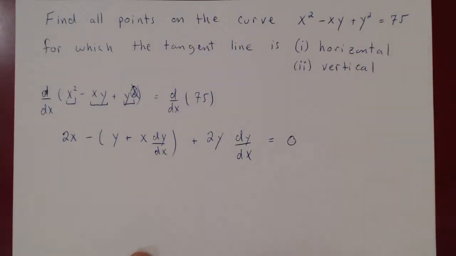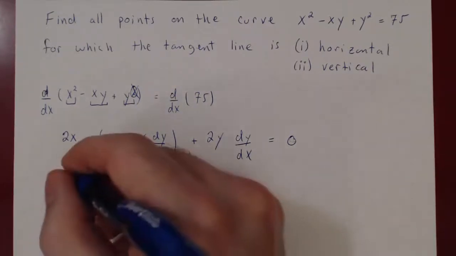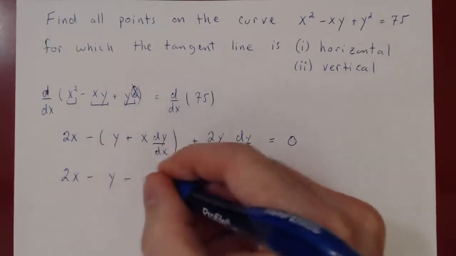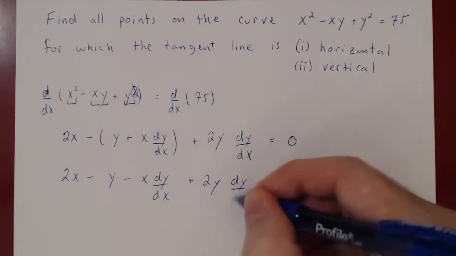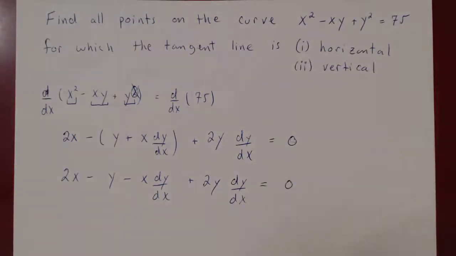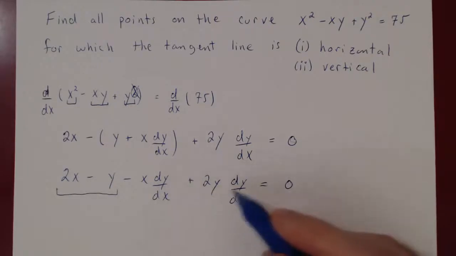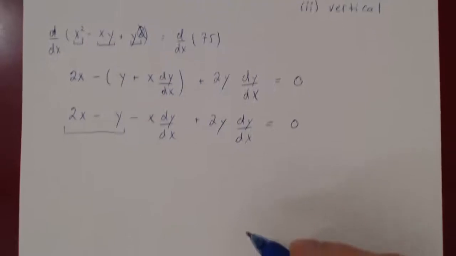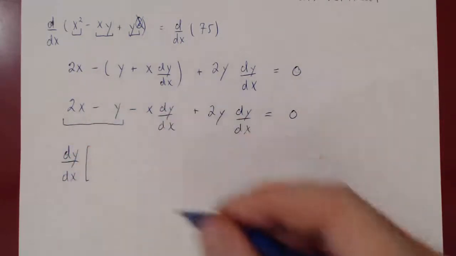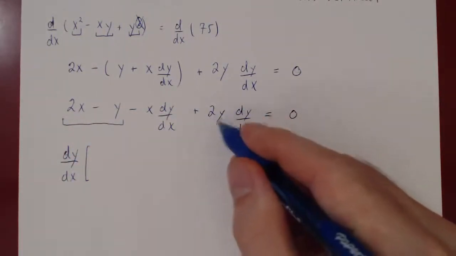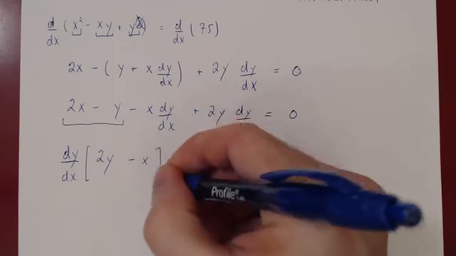As always, let's now isolate dy over dx on one side of the equality. So if we distribute here the negative sign, we'll have that 2x minus y minus x dy over dx plus 2y dy over dx is equal to 0. So let's send these two terms on the other side, and we'll factor at the same time from the left a dy over dx. So we'll have dy over dx times, well, let's write the positive term first, so 2y minus x.